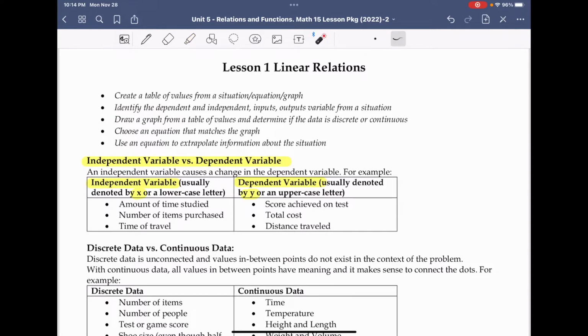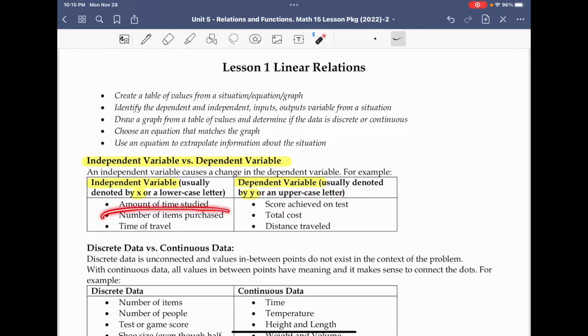So let's look at a couple examples here. If I study for a certain amount of time, well, this is an independent variable because I can study for 5 hours, 6 hours, whatever it may be. But what is the dependent variable here? It is the score achieved on the test. Because let's say I spend 1 or 2 hours. Well, it's going to depend or it's going to affect how much I achieve on the test or how great of a mark I get.